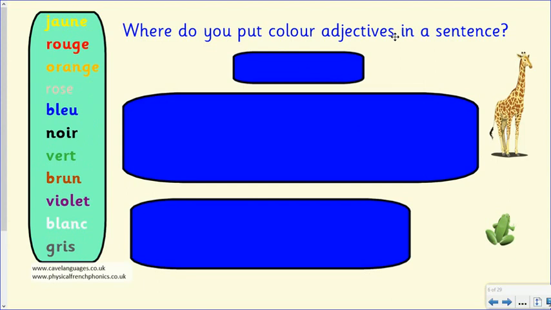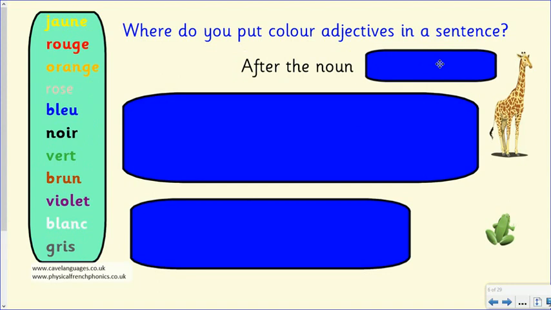Now, where do you put colour adjectives in a sentence in French? Hopefully you've just said to yourself after the noun. So how would you say it is a tall orange and brown animal? We'll call those colours orange and brown. It's a tall orange and brown animal. Have you said it aloud? So I'm going to show you now.